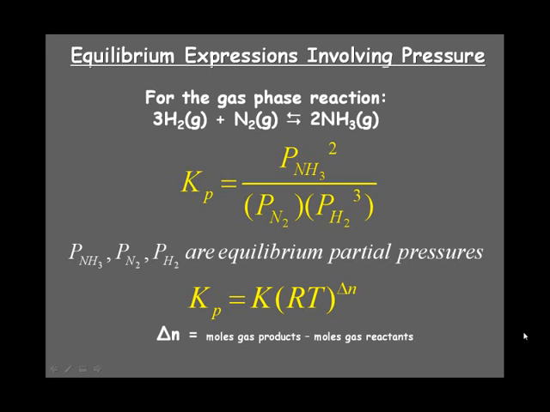so in the above equation that would be the 3H2 plus the 1N2, so that would be 4. So you would be taking the 2 from the NH3 minus the 4 from the other side, so that would give us a negative 2 as the exponent on the RT. Now if your reactants and products have the same number of moles in the equation, gaseous moles, then the Kp and the K are actually equal to each other.